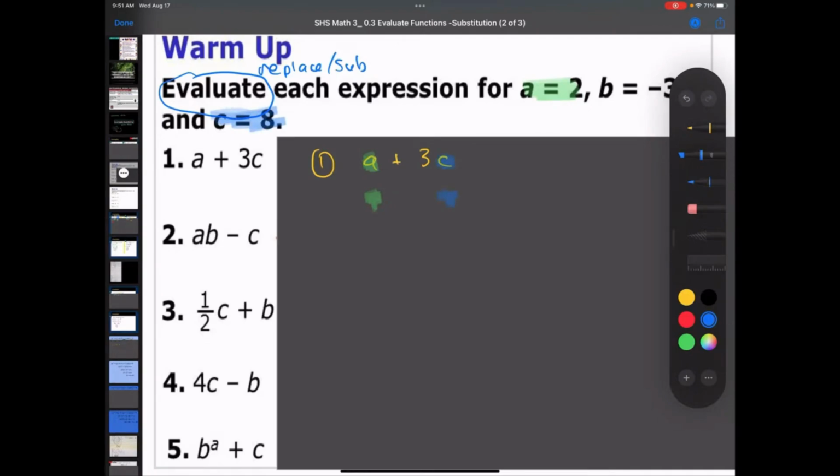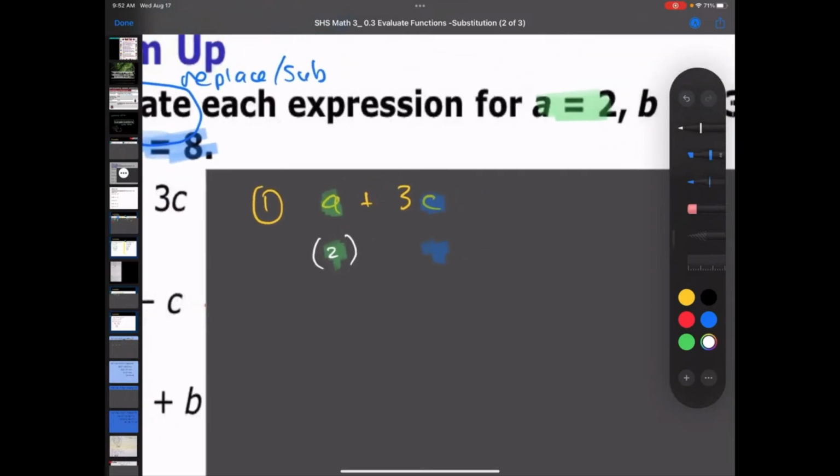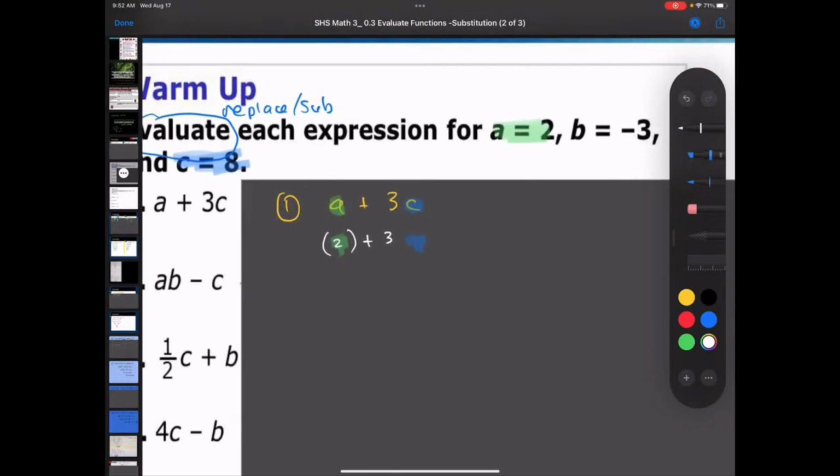Let's write that. A values are 2. Now pay attention, I'm putting it in parentheses. Everyone say parentheses. These grouping symbols help us with clarity. And then we have 3 times our C value, which is 8. I'm going to put an equal sign on the far left to show that the yellow line is equal to the white line.